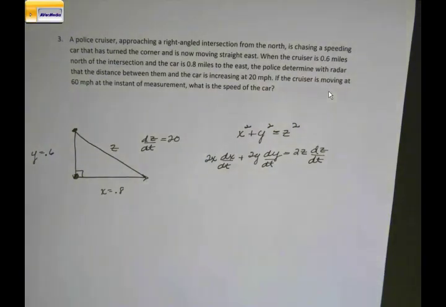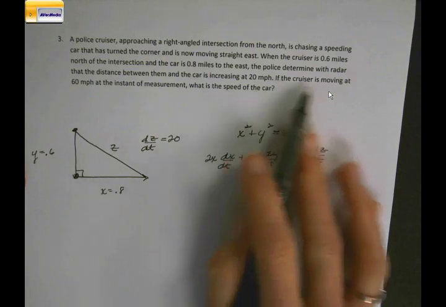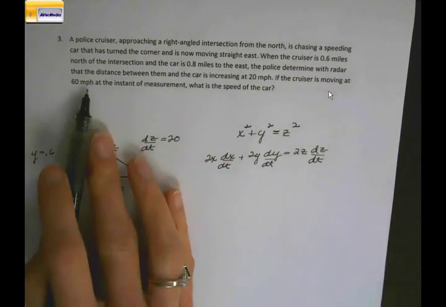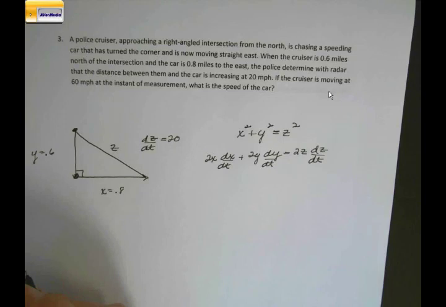Okay, what do we know some more stuff? Oh, the cruiser is moving at 60 miles per hour. What's that value?